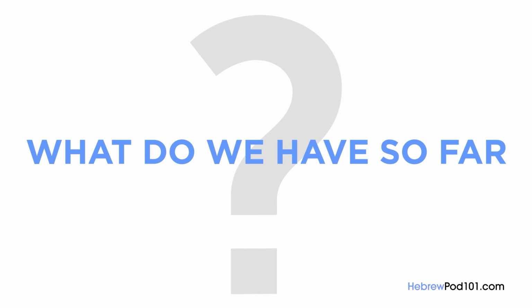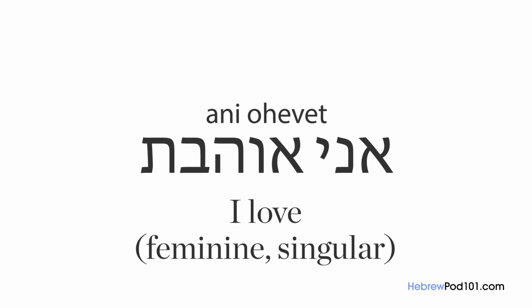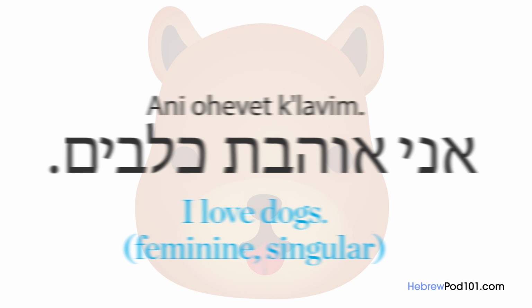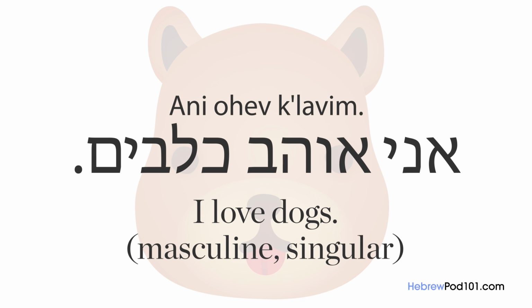So, what do we have so far? I'm a woman, so I would use the feminine, ani ohevet. The last thing we need is an object, something you love. How about dogs? כלבים. אני אוהבת כלבים. I love dogs. If I were a man, I would say, אני אוהב כלבים. So it's as simple as that, and very similar to English.